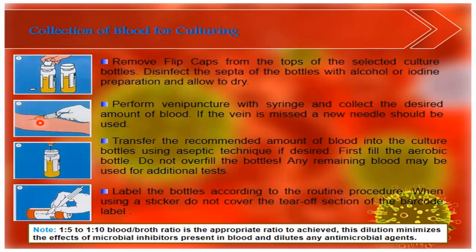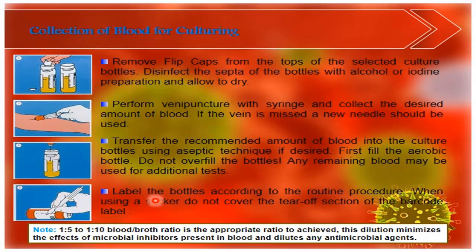Perform venipuncture as you see here with a syringe and collect the desired amount of blood. If the vein is missed, meaning the vein is not clear, a new needle should be used. Okay? That means another trial with another syringe. Transfer the recommended amount of blood into the blood culture bottle, holding it vertically. First, fill the aerobic bottle. Do not overfill the bottles. Any remaining blood may be used for additional tests.